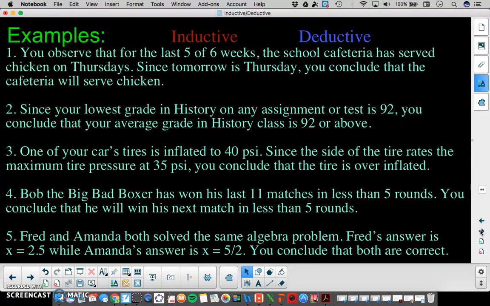In these examples, I want you to determine whether inductive or deductive reasoning was used. Go ahead and have these all in your notes.